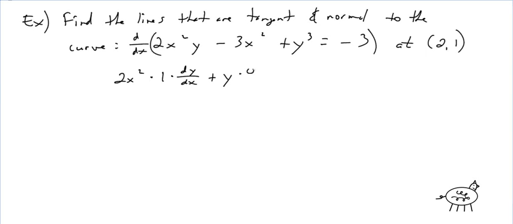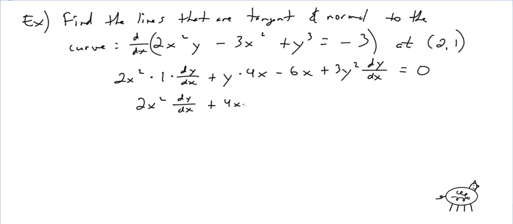That's just times 4x. And then the next one is really easy. That's just minus 6x. And the next one is pretty easy. Remember, it's the derivative with respect to y, so it's plus 3y squared, but don't forget your dy/dx. That's huge. And then equals 0 because it's a constant. Okay, so let's put this all together: 2x squared dy/dx plus 4xy minus 6x plus 3y squared dy/dx equals 0.